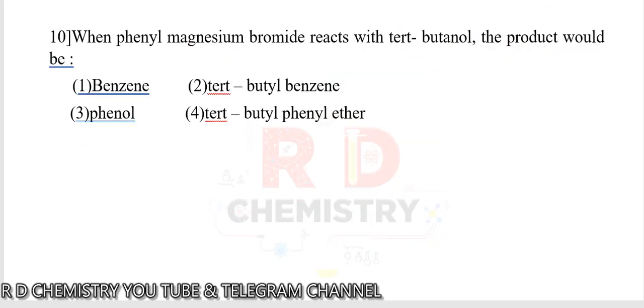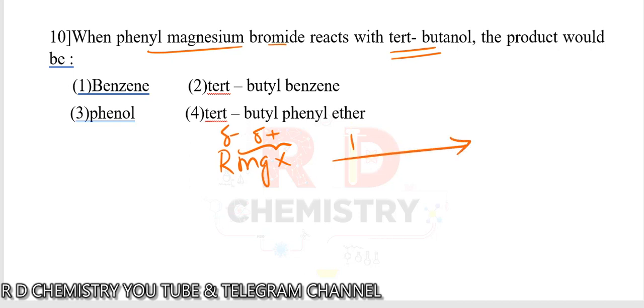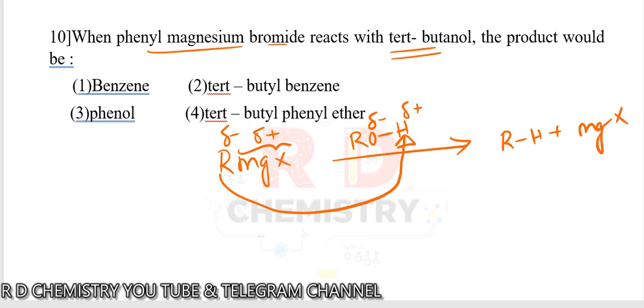Question number 10. When phenyl magnesium bromide, a Grignard reagent, RMgX, if I write the polarity, this is delta minus, the remaining is delta plus, reacts with tertiary butanol, an alcohol. Even alcohols are acidic, so I can write delta plus, and the remaining part delta minus. So what will happen now? The nucleophilic R minus can take up the acidic hydrogen, so we get RH and the remaining magnesium salt, MgX and OR. So we get a hydrocarbon here.